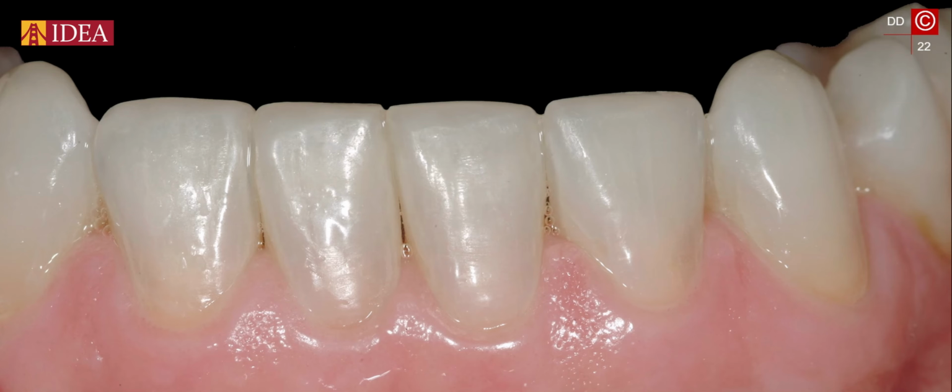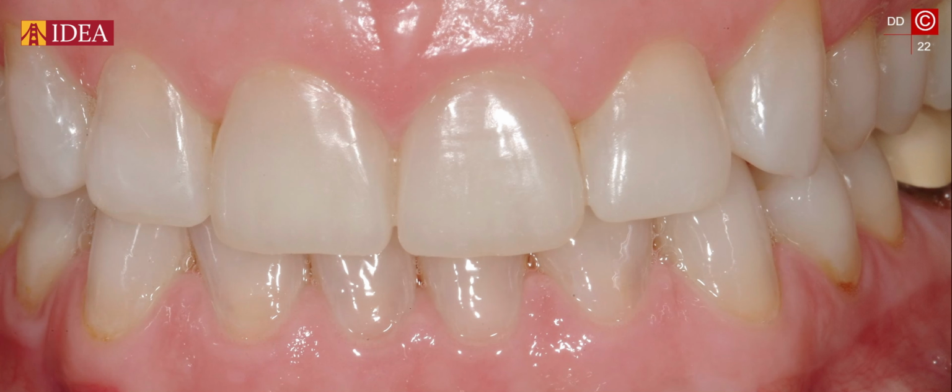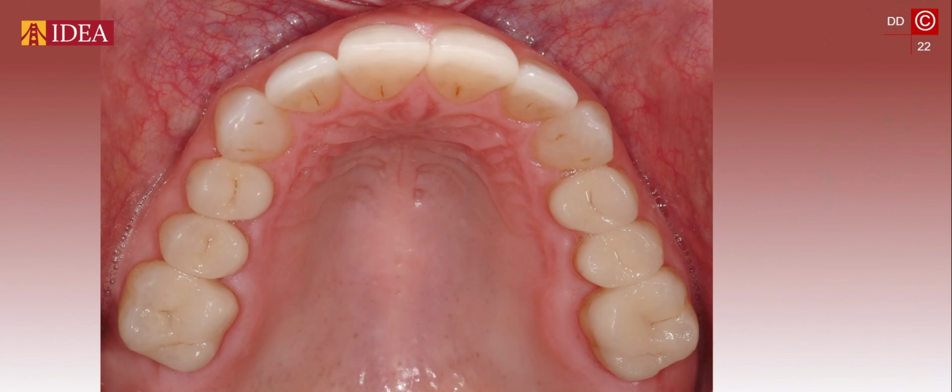After we completed the 6 front teeth, always restoring a nice canine guidance, both upper and lower. And this is the full smile. It's not a super aesthetic case. Now you see the full arch in the posterior.